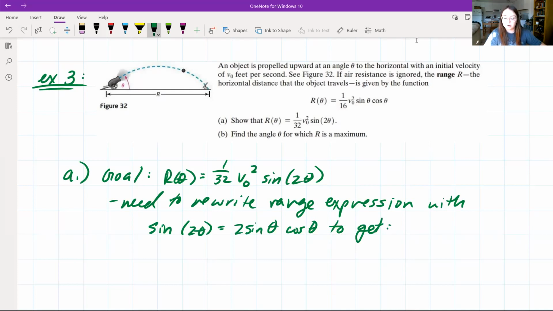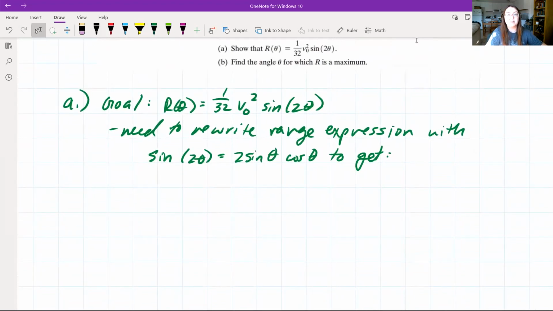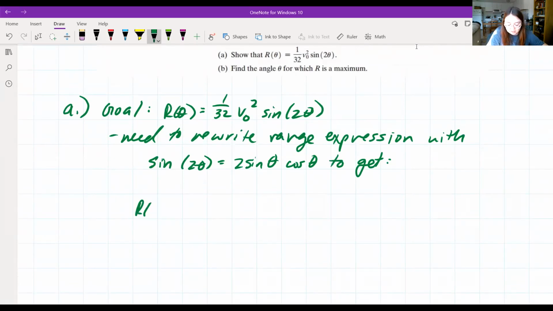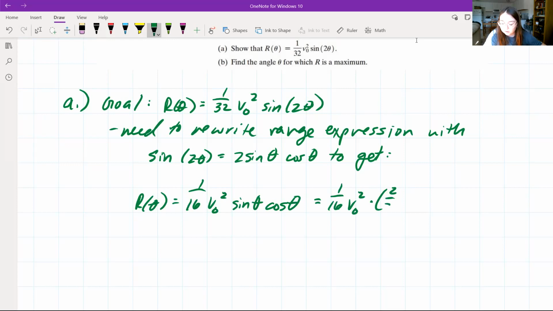But the only way that we're going to have 2 sine of theta times cosine theta is if we multiply by 2/2. Because remember, if we want to manipulate an equation like this and not have to change the other side, we have to multiply by an equivalent of 1. So if we did this, and we know that r of theta begins with 1/16 v naught squared sine of theta cosine theta, we multiply by 2/2.